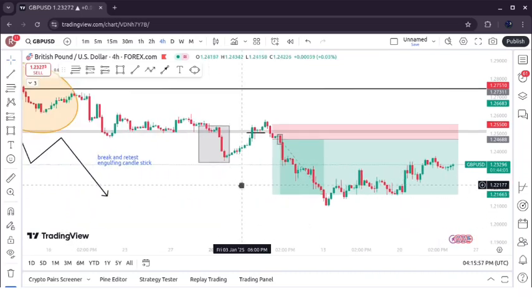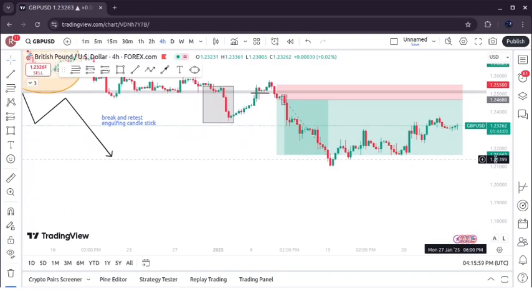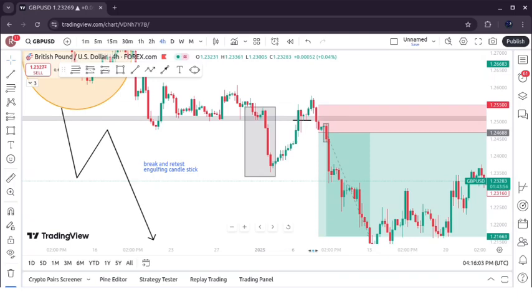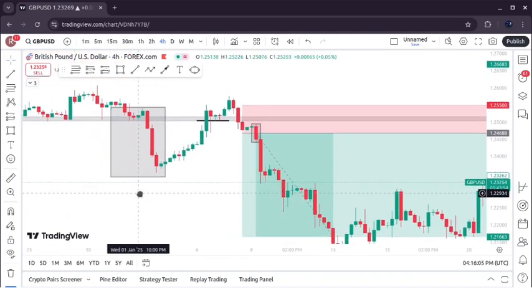So look at this. We had a break and retest. Now we're on the H1. We just left the daily time frame. We had a very good break. Obviously, for a day trader or a scalper, this is a good trade as well.